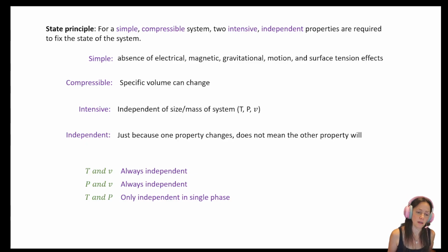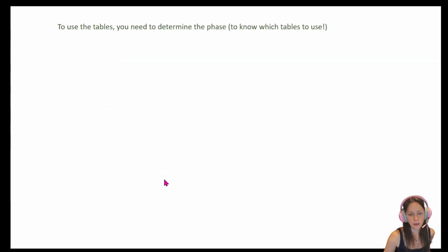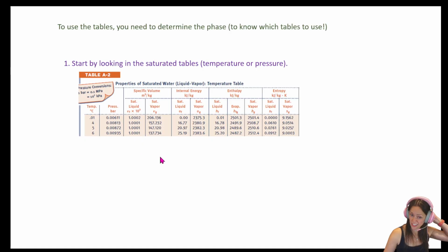And independent, well, we have to be careful here. Temperature and specific volume, always independent. Pressure and specific volume, always independent. Temperature and pressure, only independent in a single phase. We used a TV and a PV diagram last time to illustrate these points, but we're going to look at the tables and show that as well.